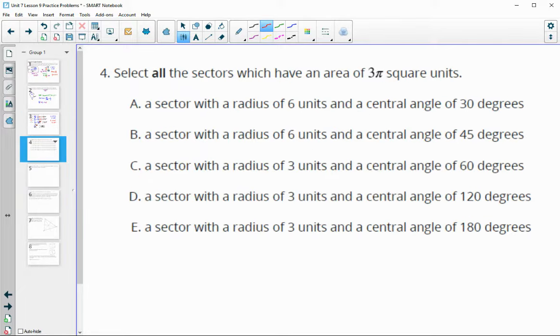All right, number 4, select all the sectors which have an area of 3 pi square units. So we want sector area. Let me get a little bit more space here.